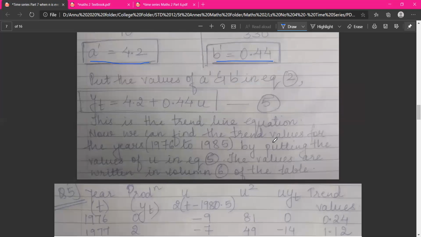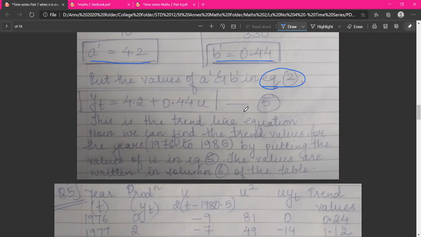So after substituting the values of a dash and b dash in the main equation, that was our trend line equation, I get the final answer of the trend line as y of t is equal to 4.2 plus 0.44 u. That is equation number 5. So this is the main trend line equation which we got by least square. Now we can find the trend values for all the years 1976 to 1985 by putting the values of u in equation number 5. And the values are written in column number 6 of the above table.